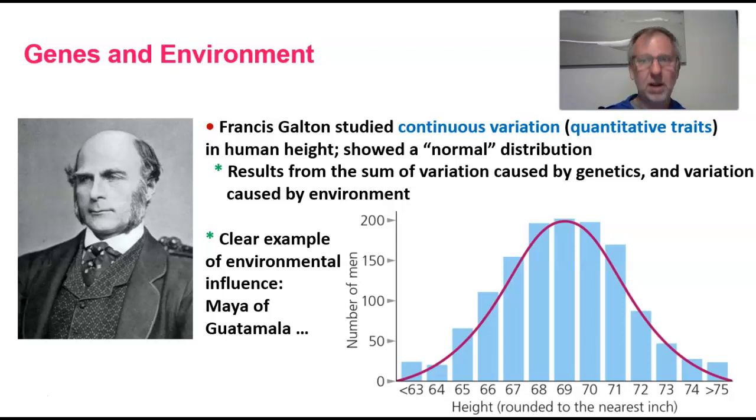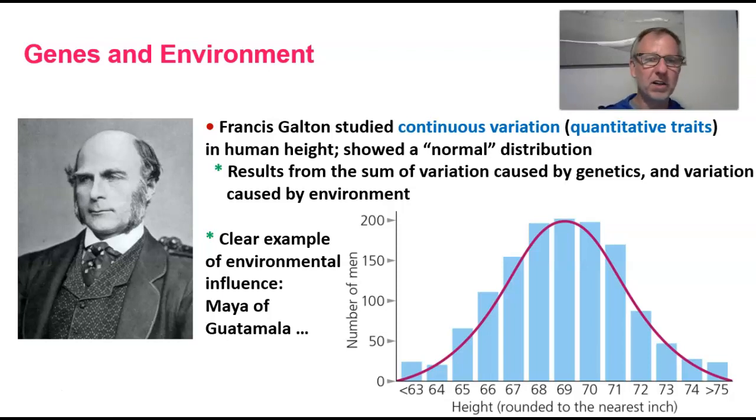Now, Galton studied continuous variation in human height, and he showed a normal distribution in height, which you can see on the graph here. The shortest people occur in the lowest frequencies, and the tallest people also in the lowest frequencies. When you get towards the mean or median height, that is the most common of the heights and has the greatest frequency. This results from the sum of variation caused by genetics, usually numerous genes, to get this broad variation, and also influences from the environment.